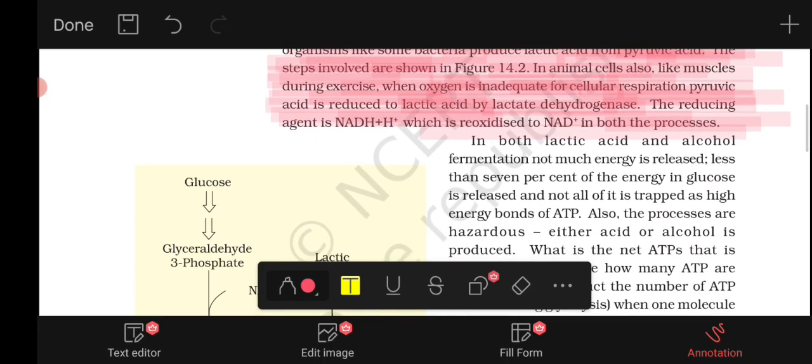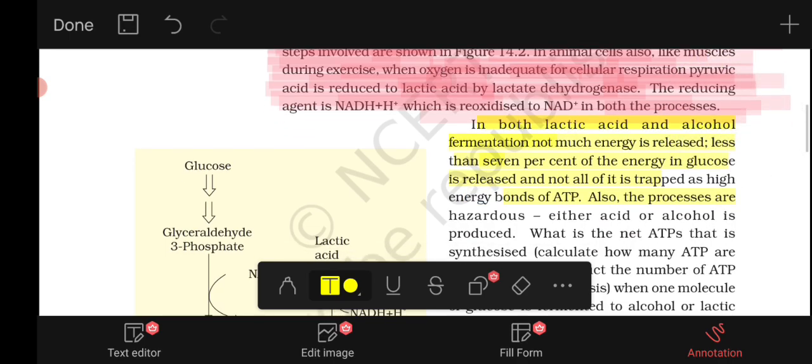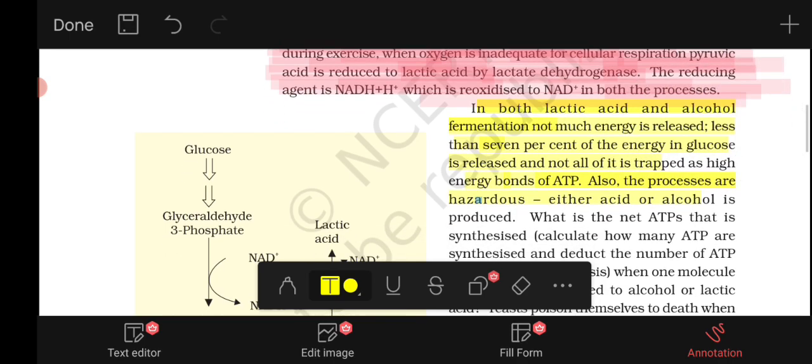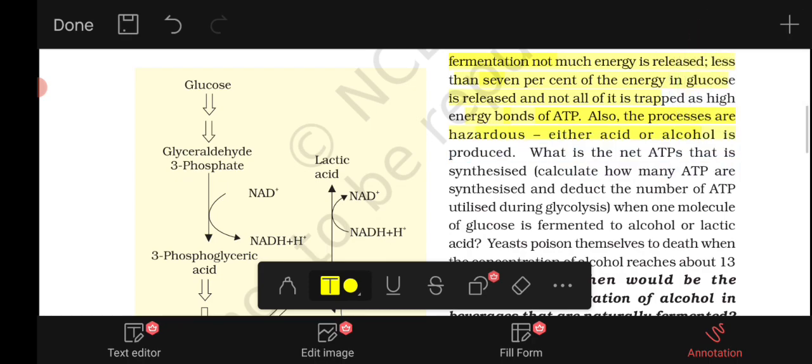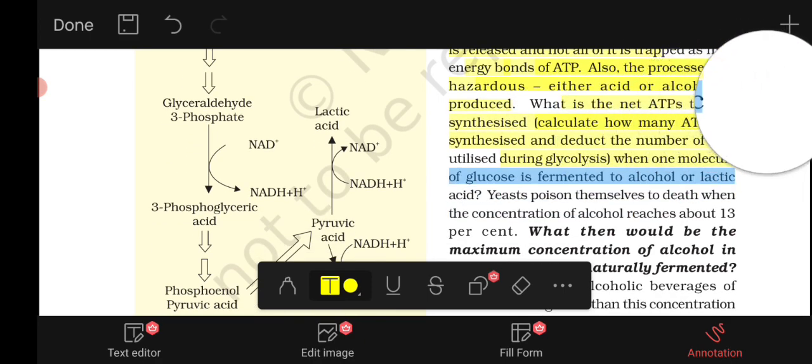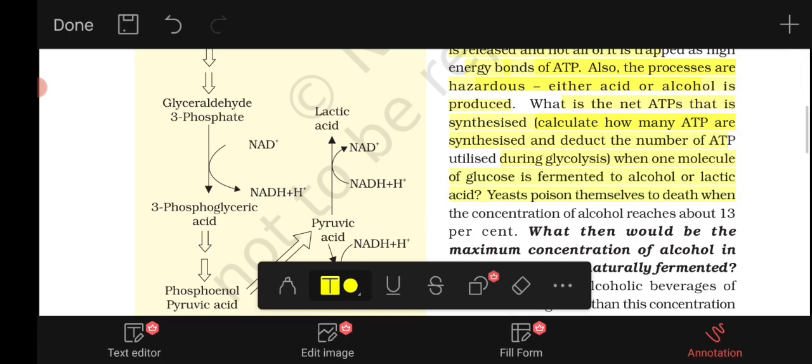In both lactic acid and alcohol fermentation, not much energy is released. Less than 7% of the energy in glucose is released, and not all is trapped as the high energy bonds of ATP. Also, the processes are hazardous, since either the acid or the alcohol is produced. And what is the net ATP that is synthesized? When one molecule of glucose is fermented to alcohol or lactic acid, there is a net gain of 2 ATPs. And there is no net gain of NADH+H+ because it is used again in the fermentation part.